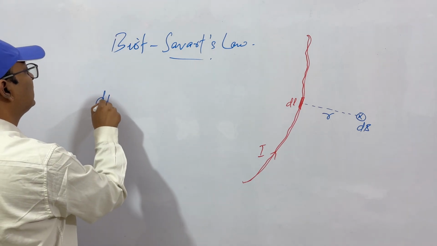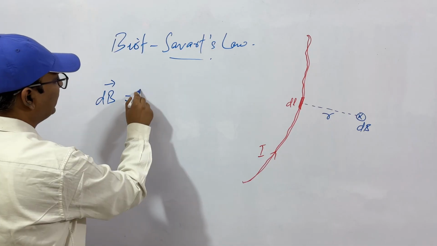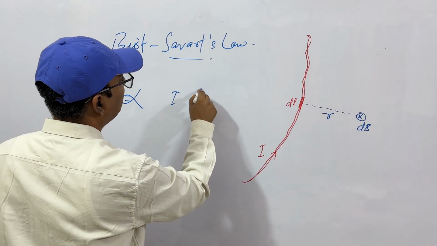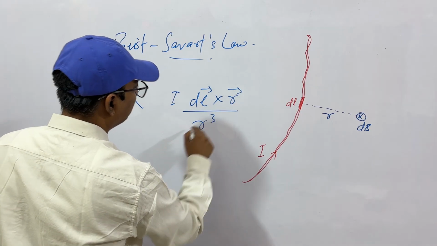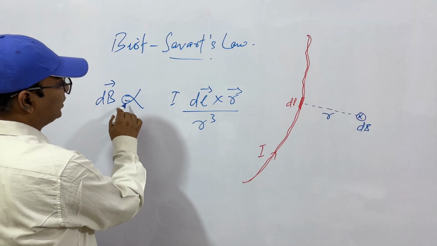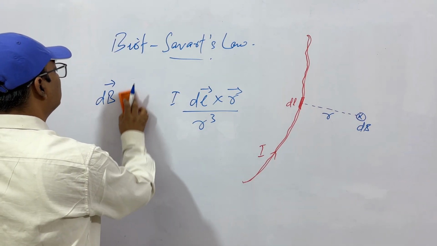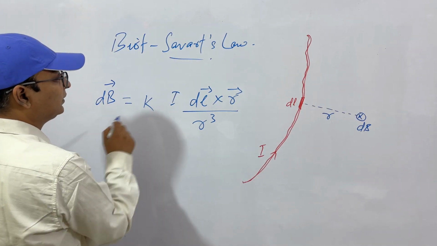So it was found that the magnetic field due to a current carrying element is given as I dl cross r, and since we have used the vector r, this will be r cube. Now, since we are using a proportional sign, you know how to remove it, how to make it an equation, by putting a proportionality constant k.